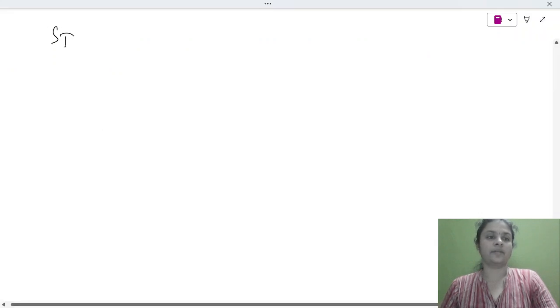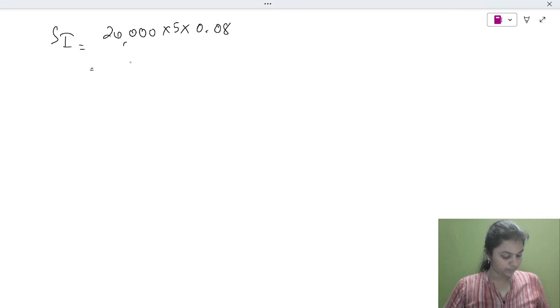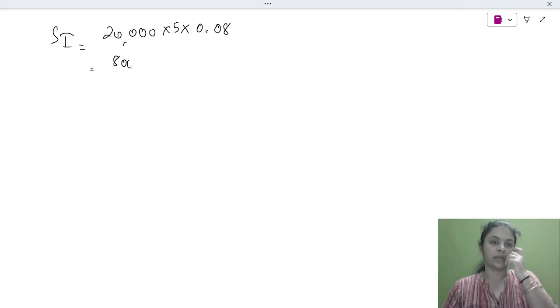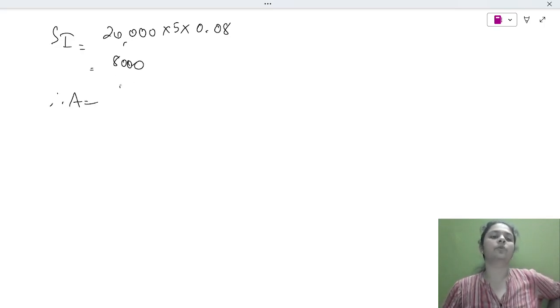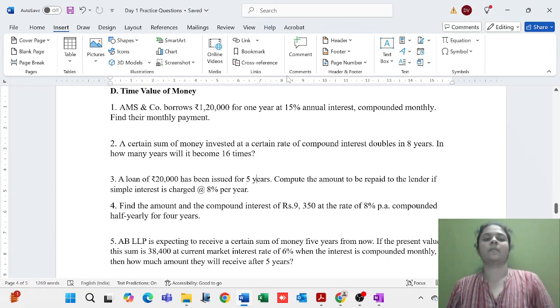So simple interest is equal to 20,000 into 5 into 0.08, which is 8,000. So therefore amount will be equal to 20,000 plus 8,000. So total is 28,000. Right? Going to the next one.